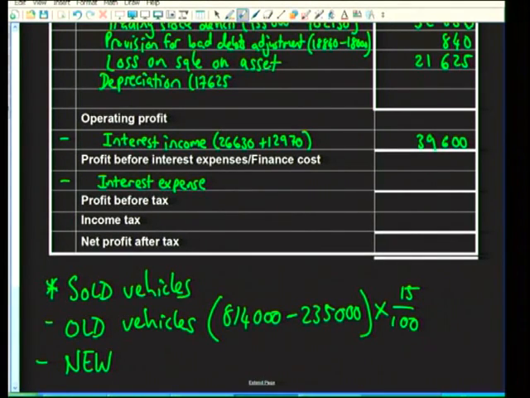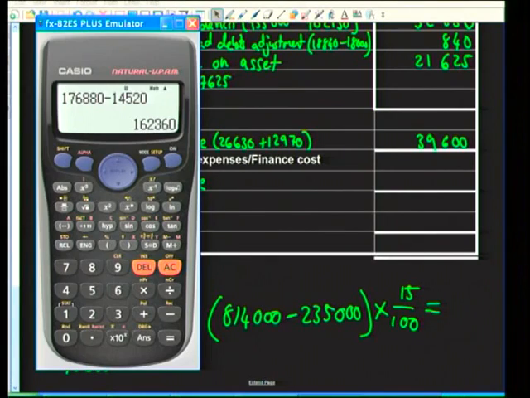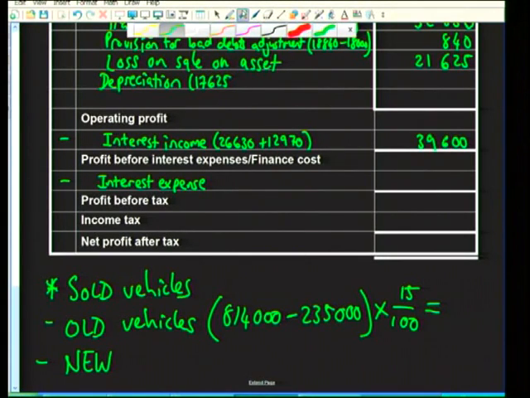So let's calculate the answer to that sum. What I'll do is I'll take my 814,000 Rand. I will subtract the 235,000 Rand. And that answer I'm going to multiply by 15 and divide by 100. So the depreciation comes to 86850. Let me write that for you here. 86850.